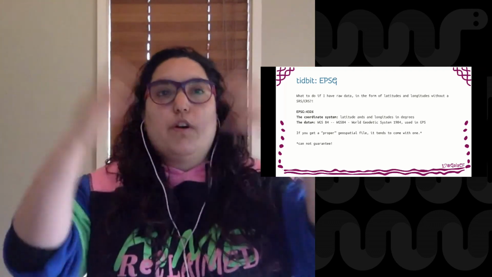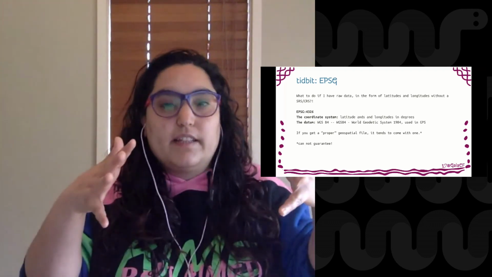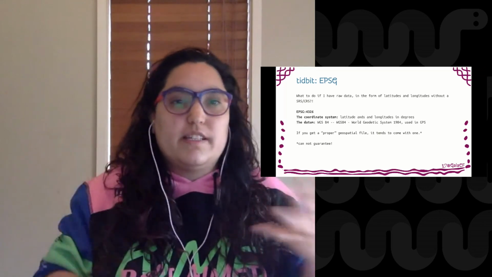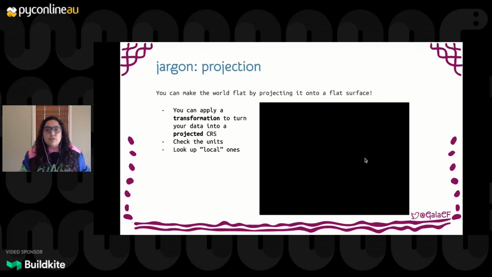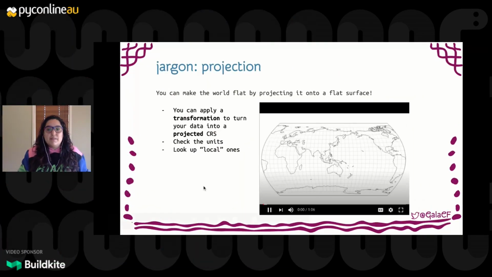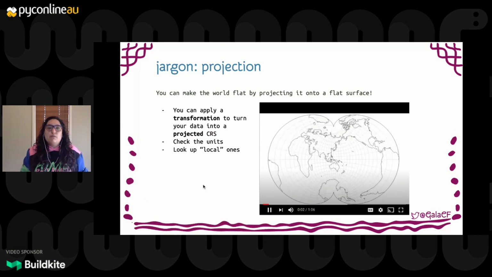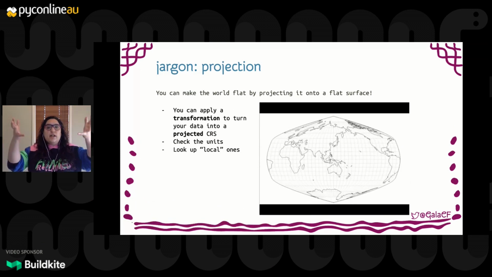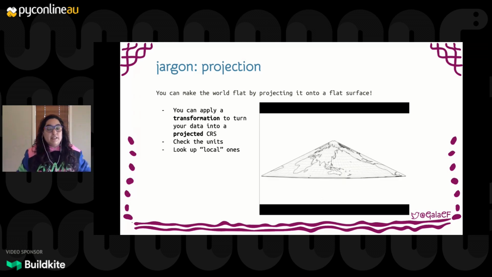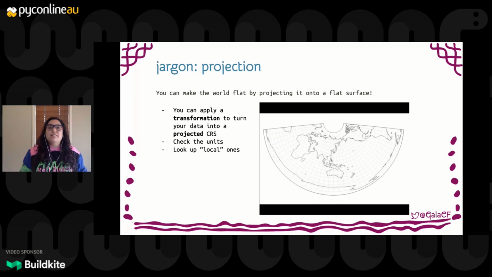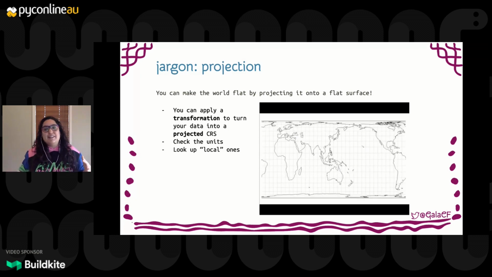So the Earth is round. We need to flatten it because we want to start measuring things in meters. And so that brings us to projections, which, oh no, the video's not playing. It's coming. Yes, okay. So projections is basically how we try and make something round, flat. And I say round, but really the Earth is not even exactly round. So that's how complicated this stuff can get.